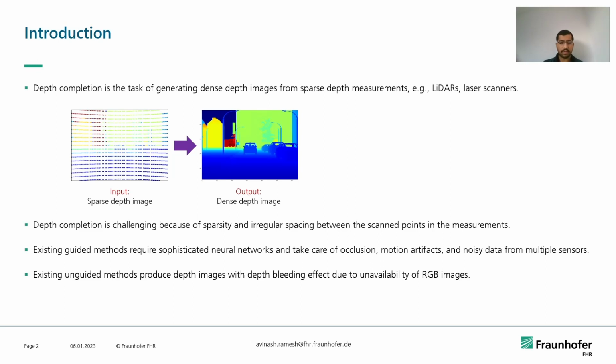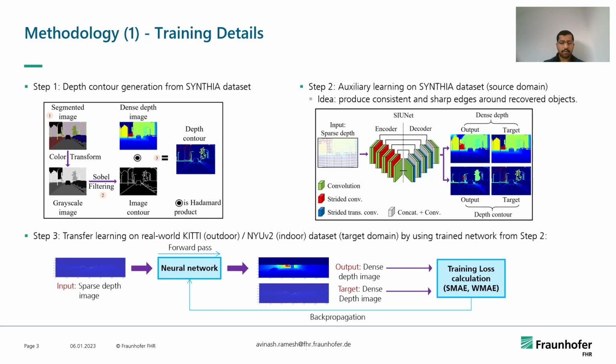Existing guided solutions require sophisticated neural network architecture and also take care of occlusion, motion artifacts, and noisy measurements coming from multiple sensors. Existing unguided methods, however, produce depth images with depth bleeding effect because they do not make use of semantic information. We use the advantages of both unguided and guided approaches.